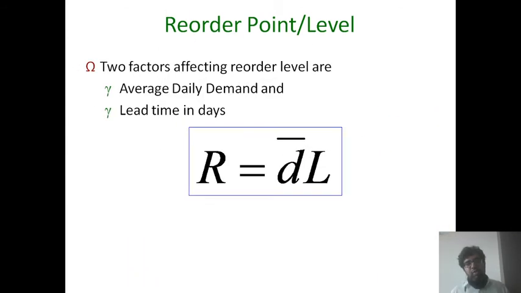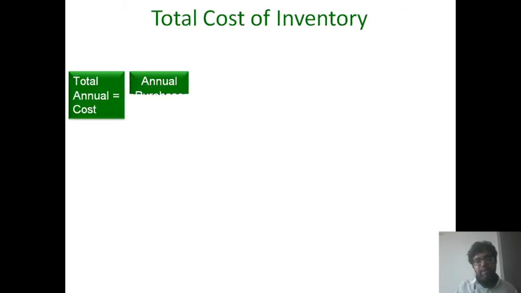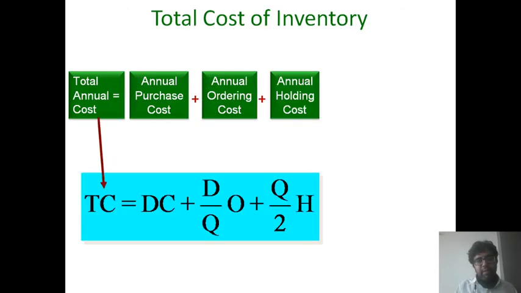So this is the formula of the reorder level. It is basically affected by two different things: average daily demand and lead time. We will see all of this when we do the numerical sums.